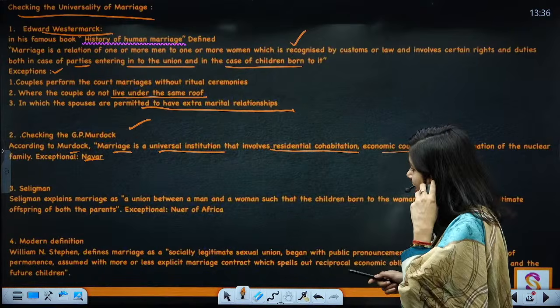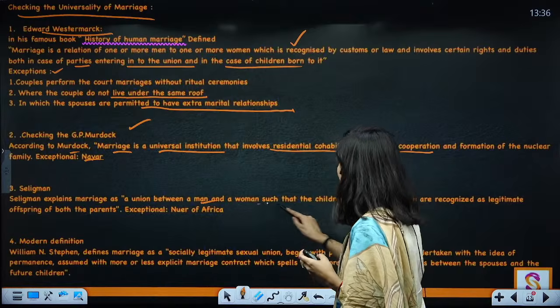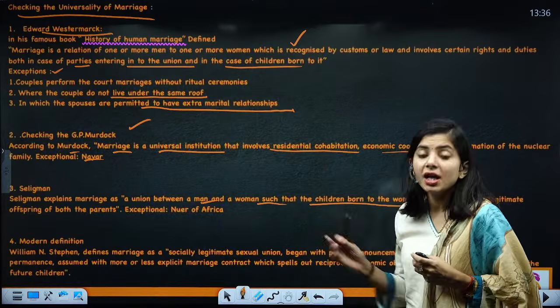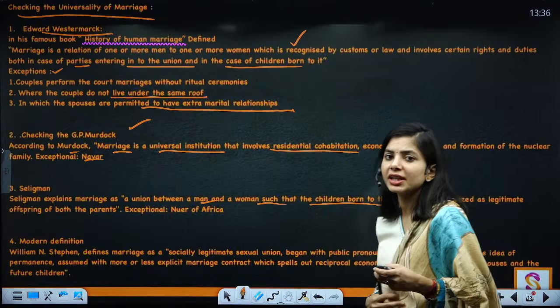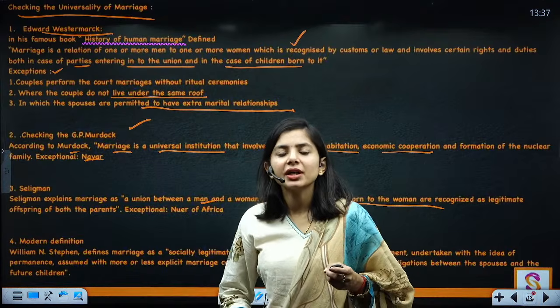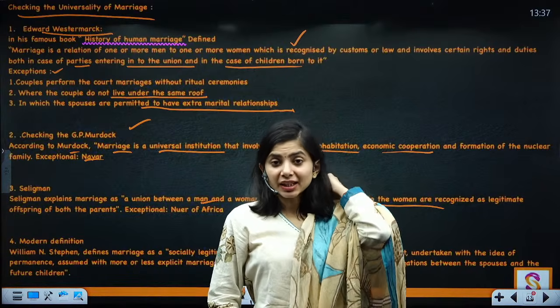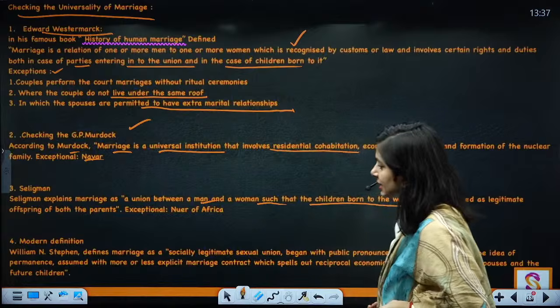He mentioned that marriage is a union between a man and woman such that the children born to the woman are recognized as legitimate offspring. But in exception, we know the case of the Nuer of Africa, where the male dies and the female takes the name of the husband, the late husband. Fine.